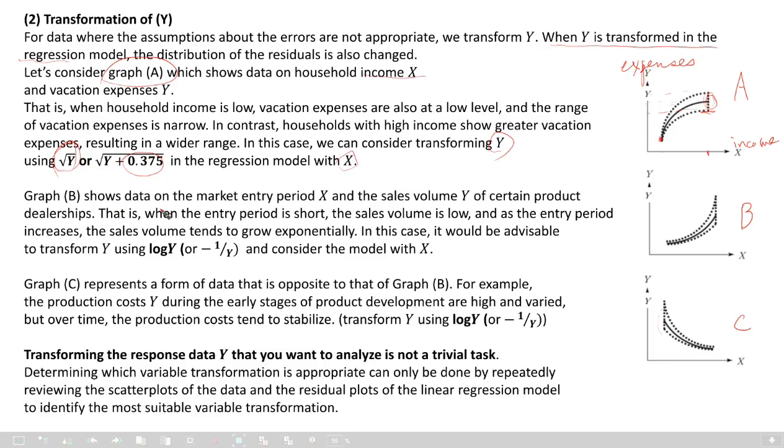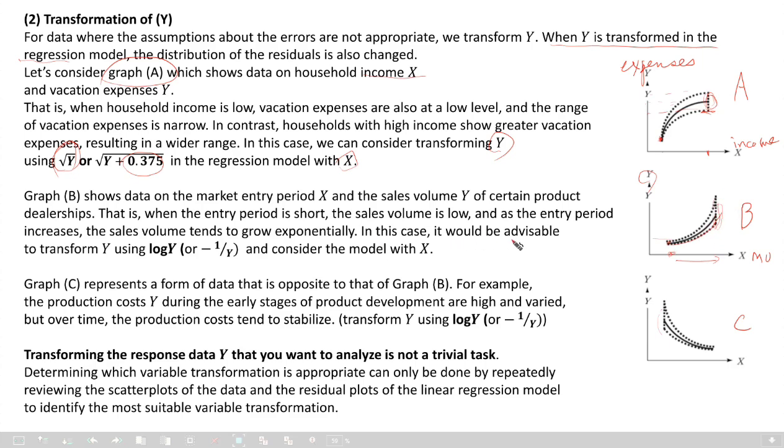Graph B shows, for example, data on market entry period x. This one is months or years, something like that. And this is the sales volume, the sales amount of a certain product at dealerships. When the entry period is short, the sales volume is low, right? As the entry period increases like this, the sales volume tends to grow exponentially. So the range here is small, the range here will be big.